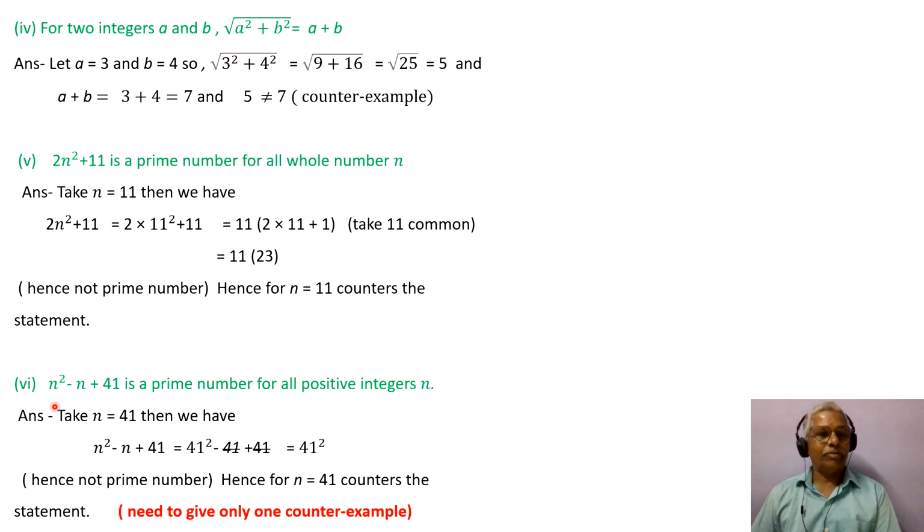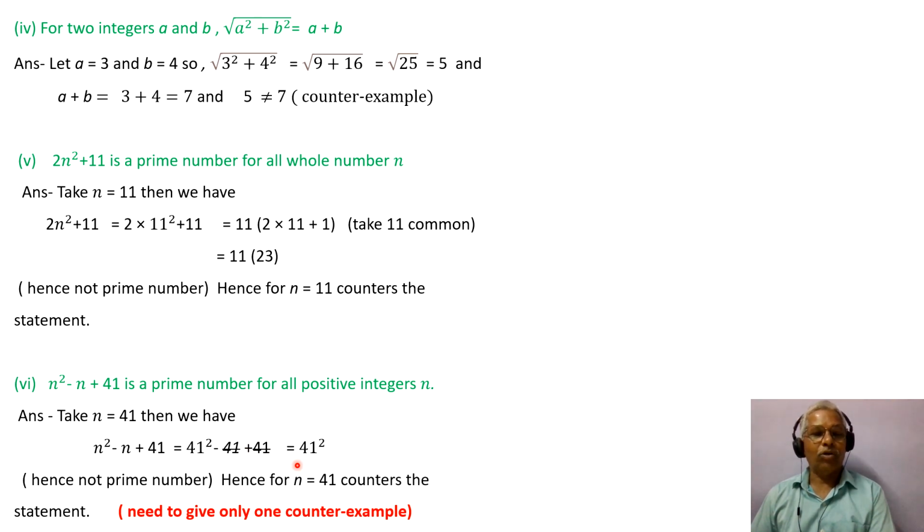And the sixth one: n square minus n plus 41 is a prime number for all positive integers n. Same thing, take n equal to 41. Here it was 11, now n equal to 41. Then n square minus n plus 41 is 41 square minus 41 plus 41, this cancels.